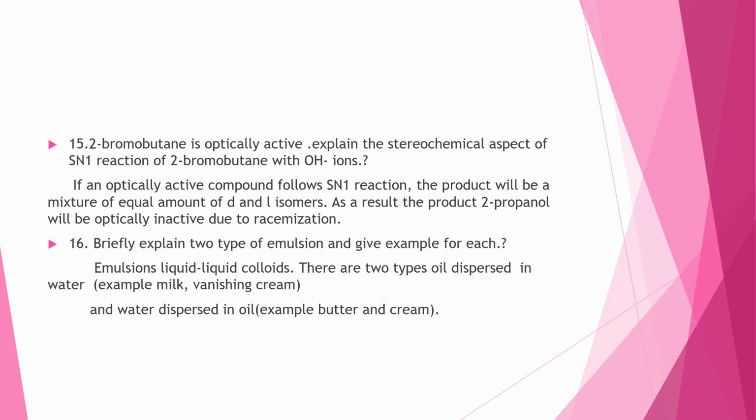Question number 16, briefly explain the two types of emulsion and give examples for each. There are two types of emulsions. Actually emulsions are liquid colloids. There are two types, oil dispersed in water and water dispersed in oil. For the first one, the examples are milk and vanishing cream, and for the second one, the examples are butter and cold cream.